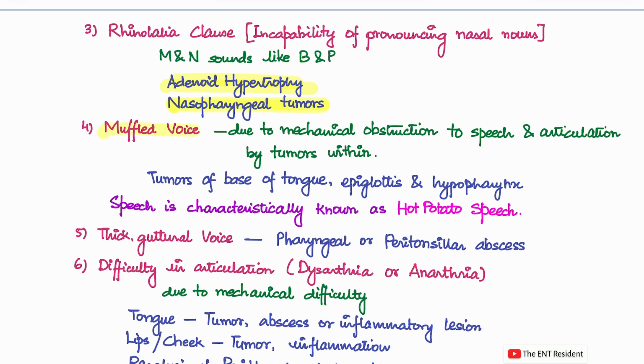Next is the muffled voice. I have already spoken about it, the hot potato speech, where this occurs because of a mechanical obstruction to speech and articulation by tumors within. This will happen in tumors which involve the base of tongue, epiglottis, or the hypopharynx. Next is a thick or guttural voice, which is seen in pharyngeal or peritonsillar abscess.